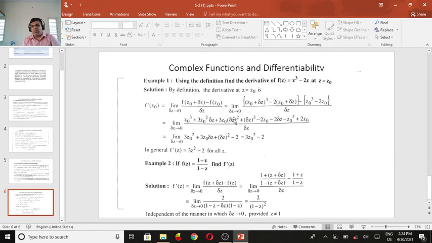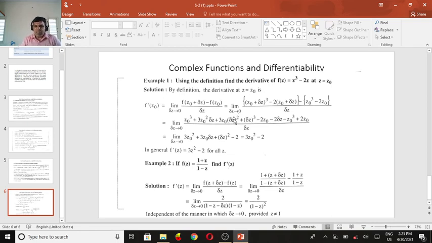Again, apply cross multiply: 1 plus z plus delta z into 1 minus z, minus 1 plus z into 1 minus of z plus delta z, all divided by 1 minus z into 1 minus z plus delta z. So simplifying, we get the limit delta z tends to 0 of 2 divided by 1 minus z minus delta z into 1 minus z. Now the numerator is 2 and the denominator is 1 minus z minus delta z into 1 minus z. So you replace delta z by 0, we get 2 divided by 1 minus z into 1 minus z, which equals 2 divided by 1 minus z square.